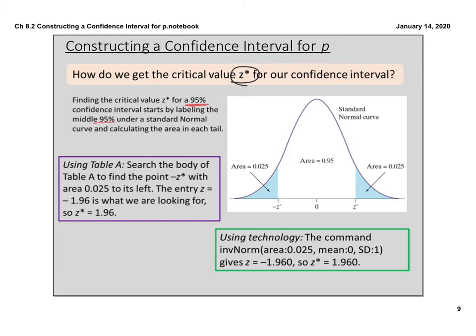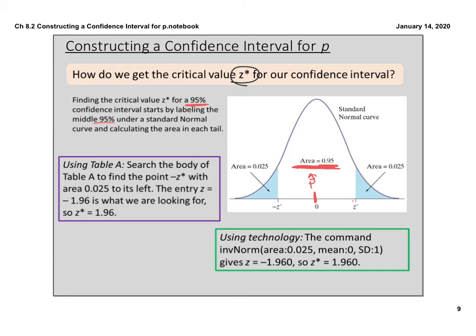So if I'm labeling the middle 95%, that means that I have 2.5% on either side. So check out the area here. If the area in the middle is 95%, if that's what I want for my confidence interval, I've got the p hat in the middle, and I want an interval to go out in either direction, to the left and to the right, that covers 95%. That means that I have 5% left over.